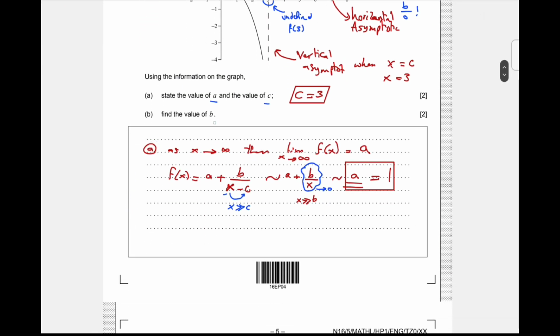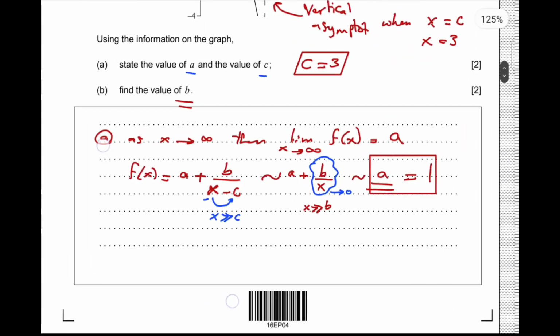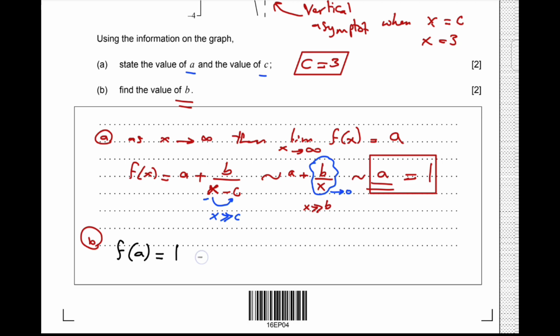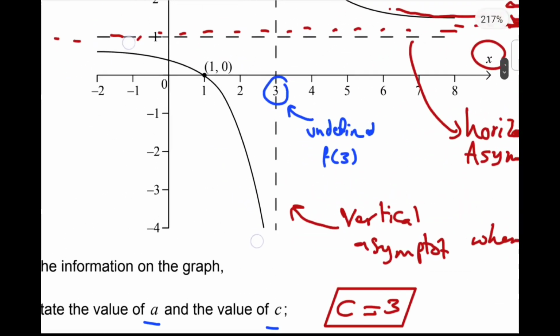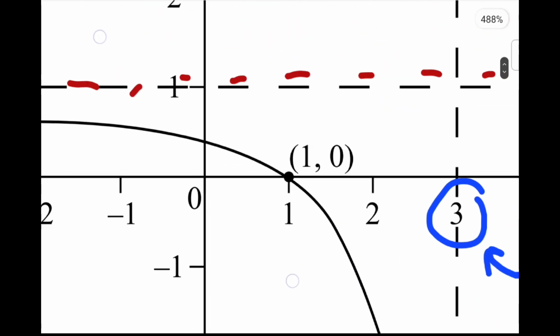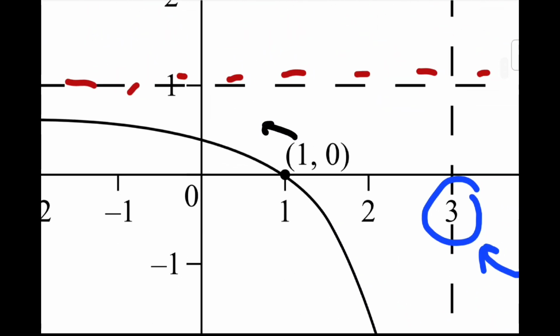Now question B, find the value of b. So we can rewrite the equation f of x now by substituting a, which is 1, and substituting c, which is 3. In order to find b, we need to create one equation to solve for one unknown. So what we can do is use this point, where x is 1, and we know that this is f of 1.